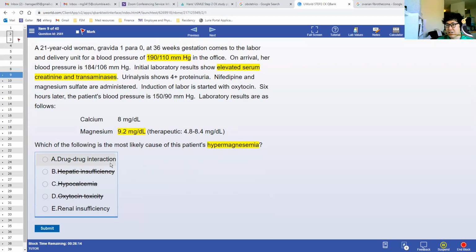Drug interaction, let's see, what did you get? Nifedipine, calcium channel blocker, and magnesium sulfate. Is she on any other medications? And oxytocin. Yeah, I don't really see any of these medications interacting, quite frankly. It's like completely different pathways. Except for nifedipine, which I guess they're both acting on calcium, but again, the calcium level is okay, so I don't really suspect that the calcium is causing this. So I'm going to go with renal insufficiency.